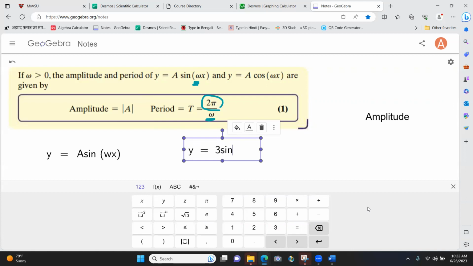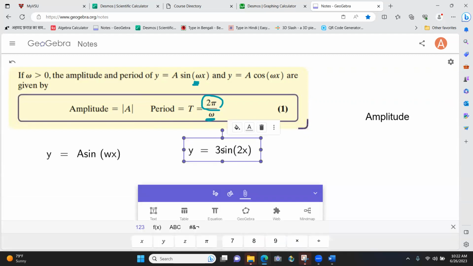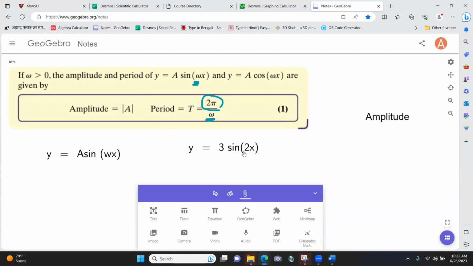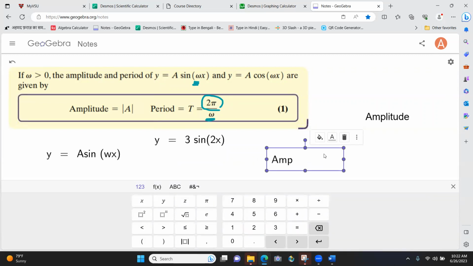3 sine 2x. Okay, it doesn't matter if this 3 was a fraction, fine. If this 2 was a fraction, the same principle works. So I want to find the amplitude. The amplitude is going to be, I'm just going to write amp, the absolute value of 3. Absolute value of 3 is what? 3.